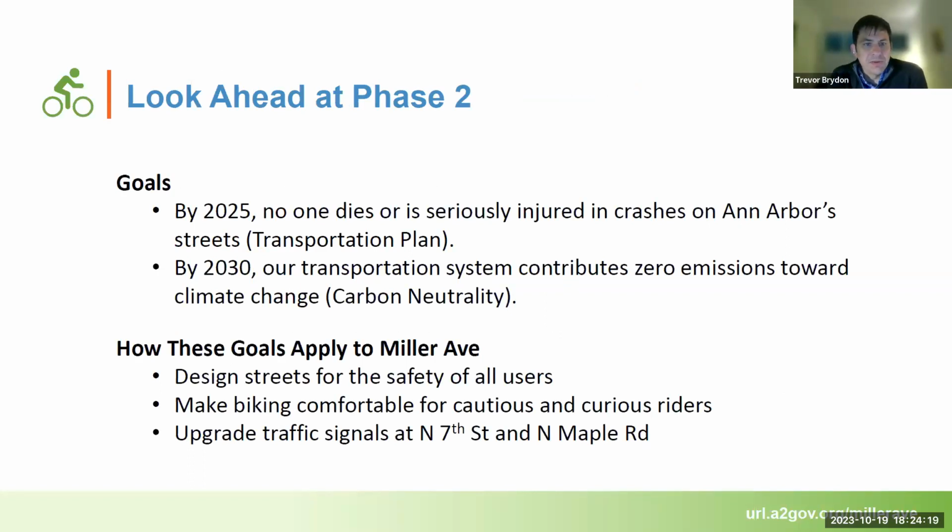So for phase 2, this is the stuff that's happening on top of the street, in particular, making way for our implementation of our transportation plan, which vows to have no one die or be seriously injured in crashes on Ann Arbor streets by 2025. Miller Avenue is a tier 1 corridor. There was a death on the corridor a few years ago, and so Miller Avenue is up for serious reevaluation as far as its design, to make it a safer place for all users to travel.